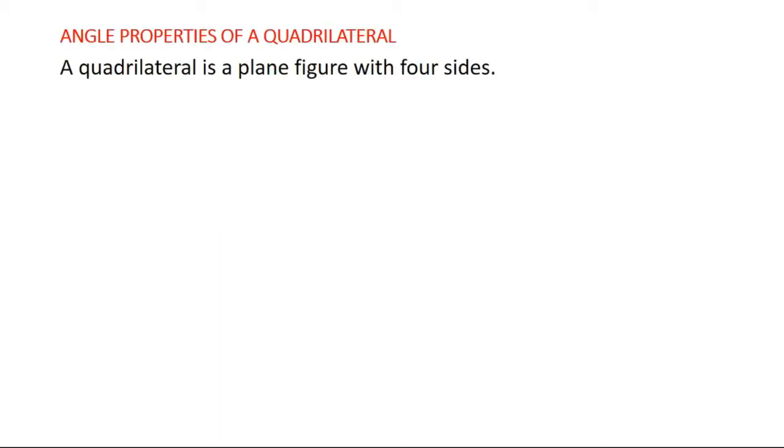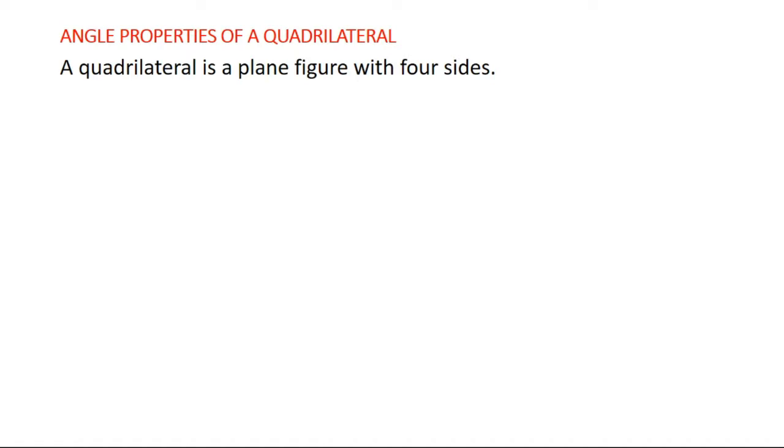So what is a quadrilateral? A quadrilateral is a plane figure with four sides. In the previous video, we said that a triangle is a plane figure with three sides. So any plane figure with four sides is called a quadrilateral, just as any plane figure with three sides is called a triangle. I hope that is clear. So a plane figure with three sides is a triangle. A plane figure with four sides is a quadrilateral.